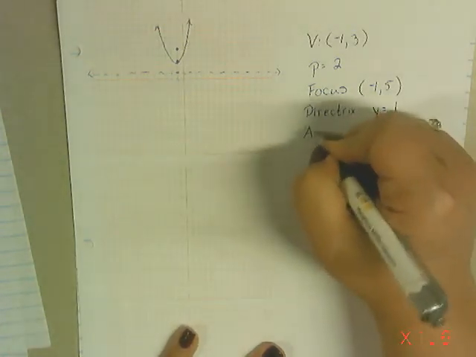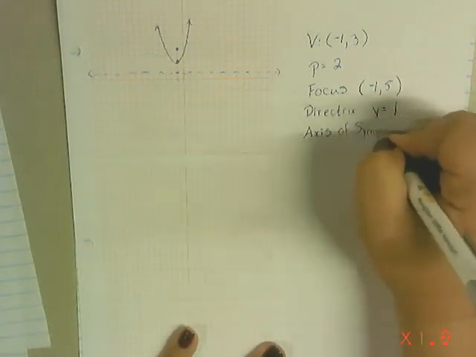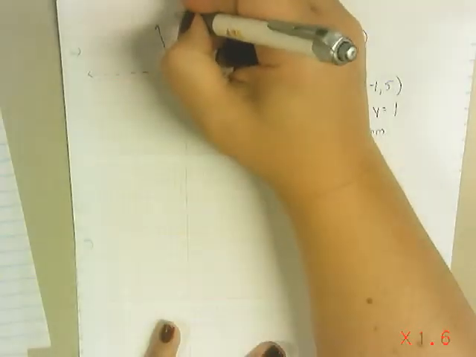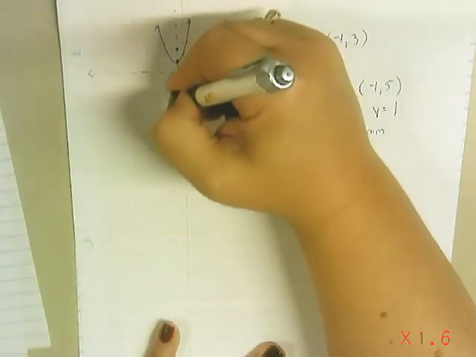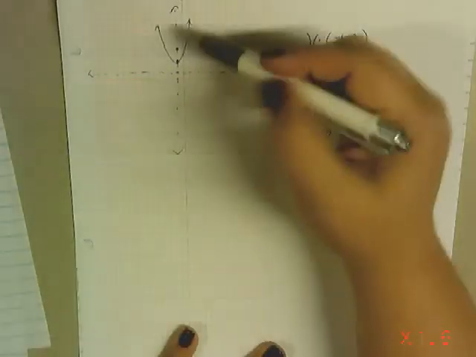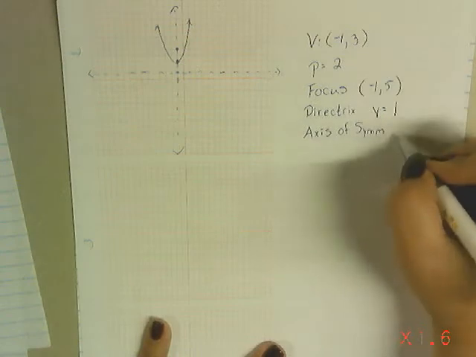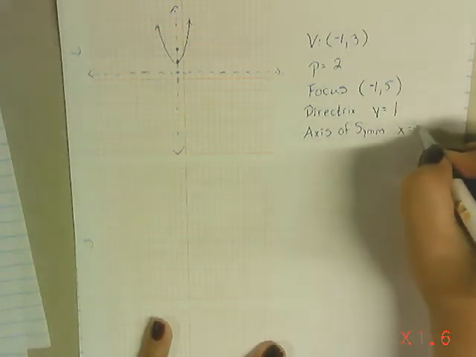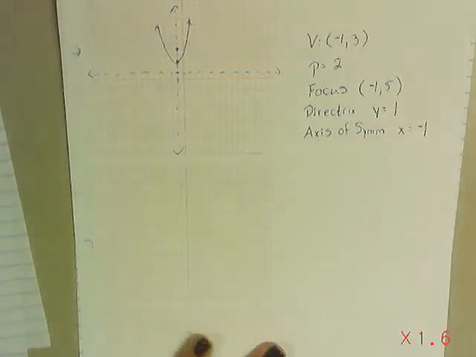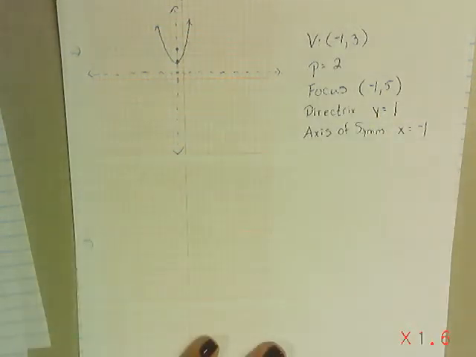Our axis of symmetry is our line that makes the parabola fold onto itself. So it goes like that. This one crosses the x-axis, so this is an x equation. X equals, where does it cross the x-axis? At -1. Notice that is also our x-coordinate from our vertex.